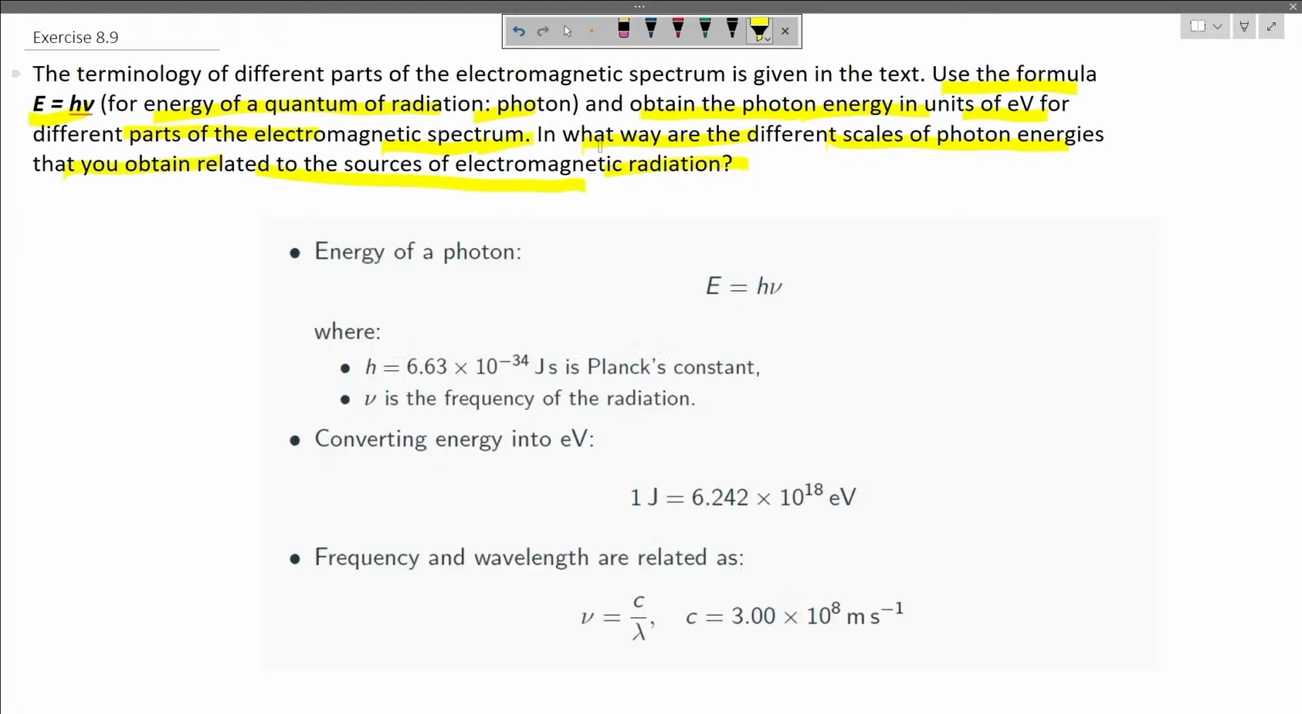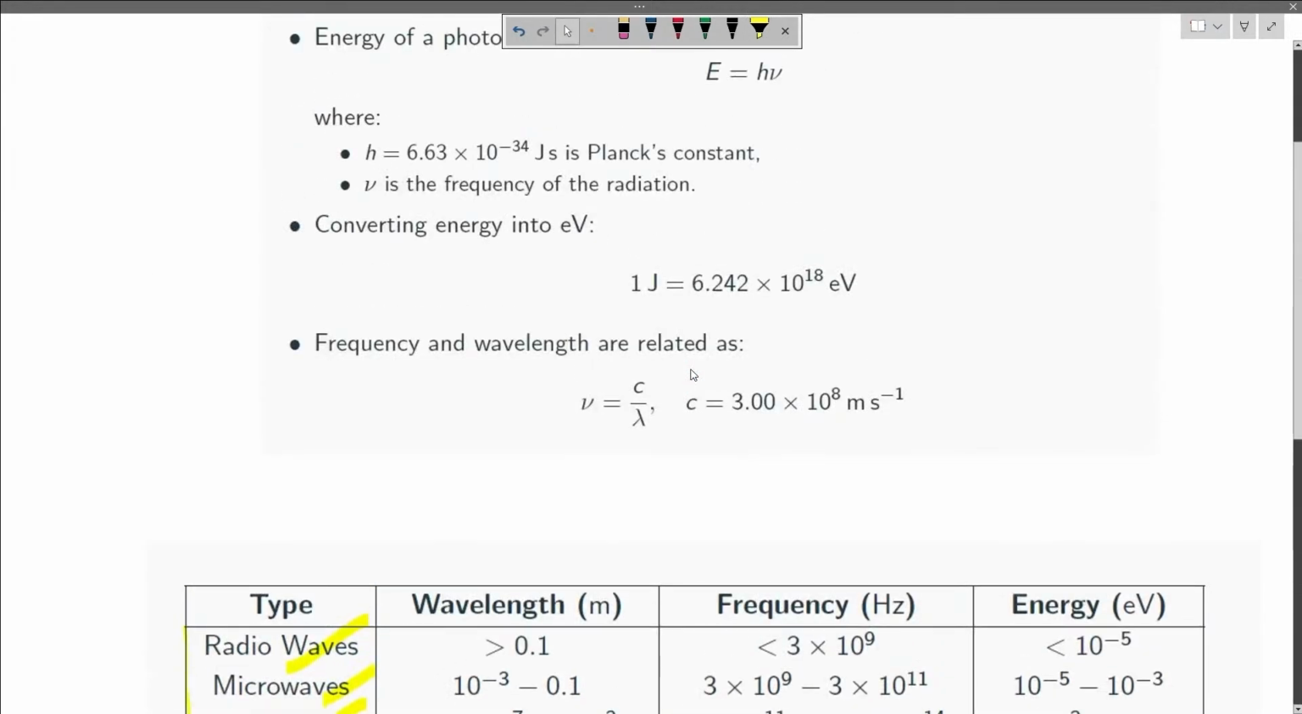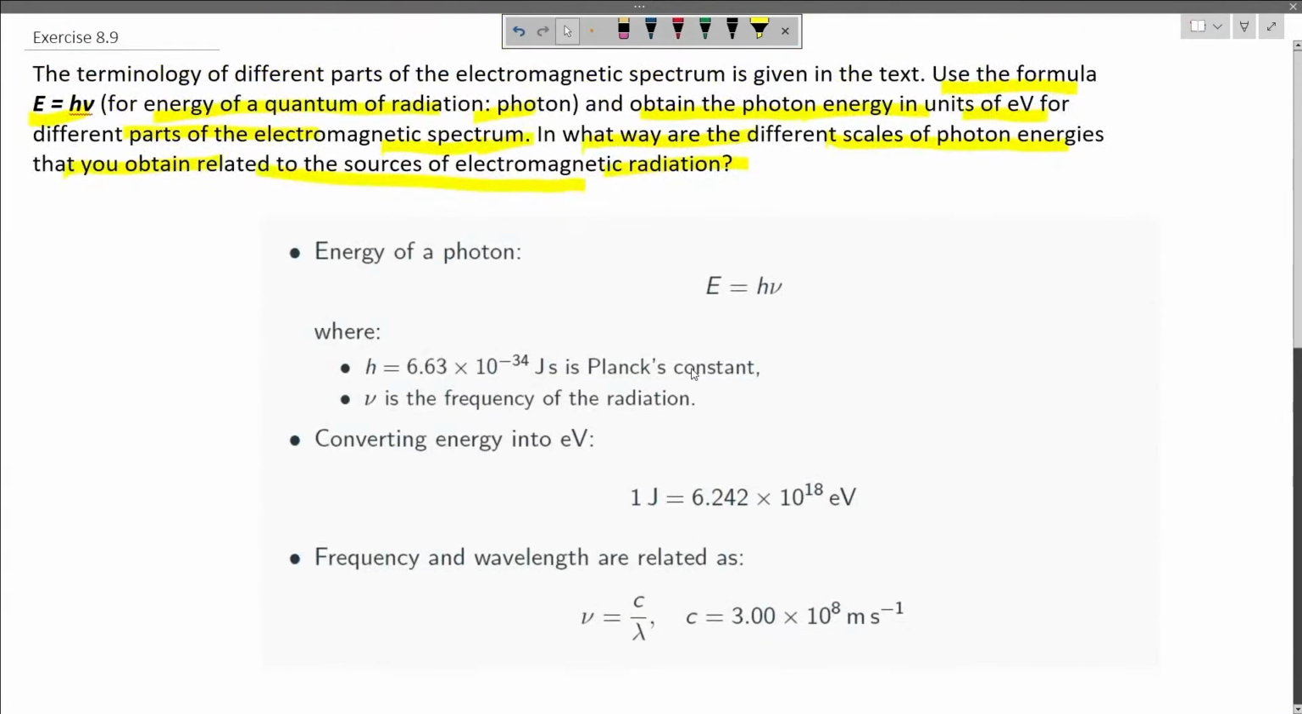We have to find out the photon energy, or the energy of these electromagnetic radiations, and the bands are these: radio waves, microwaves, infrared, visible light, ultraviolet, X-rays and gamma rays. We have to find out their energy in electron volts, and also we have to tell in what way the different scales of photon energies that you obtain are related to the sources of electromagnetic radiations.